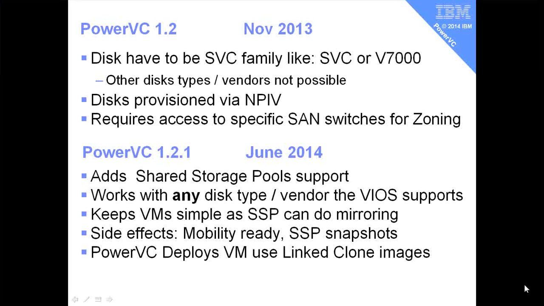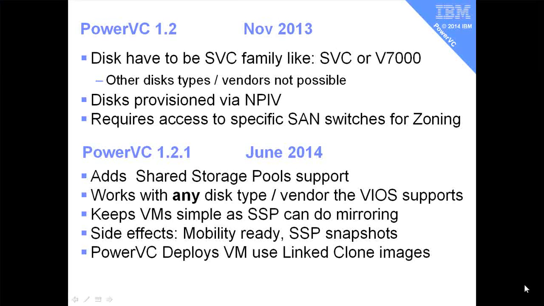Also with PowerVC, when it deploys things in the shared storage pool, it's actually using these linked clones. So all the deploys from the same image that you've captured will actually share disk space until they actually write to a particular disk block, and then it gets copied, and a separate copy is made available for each person that does that.